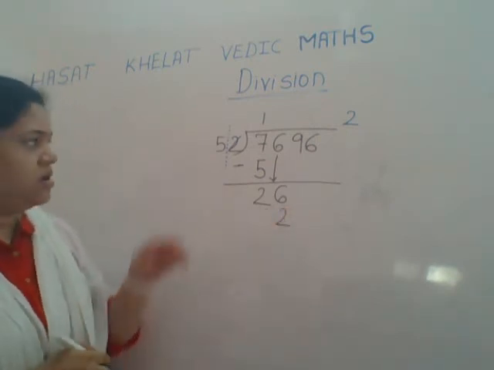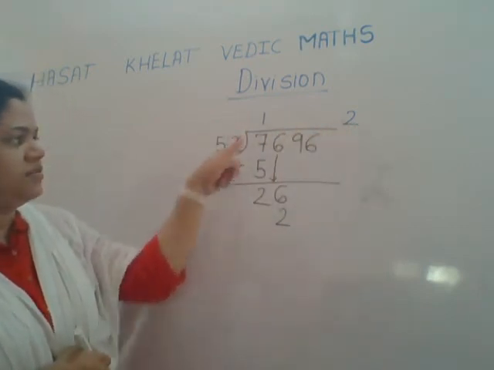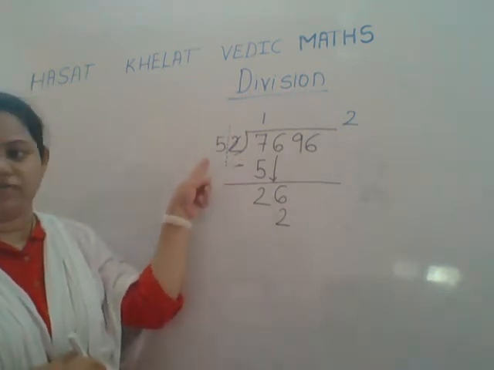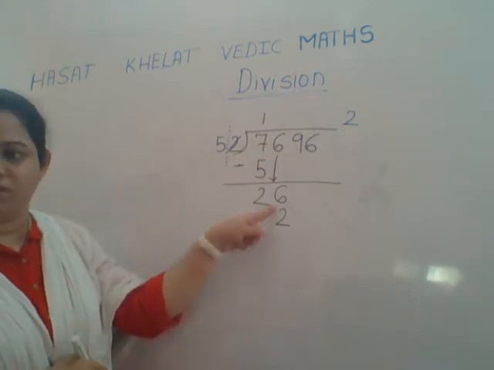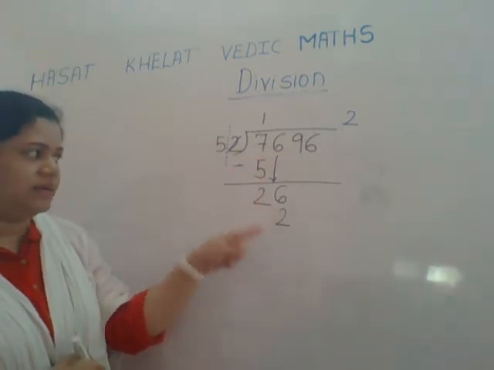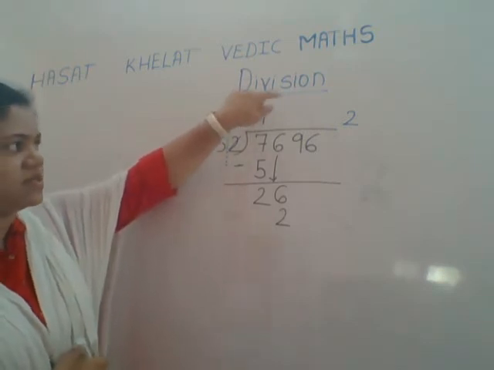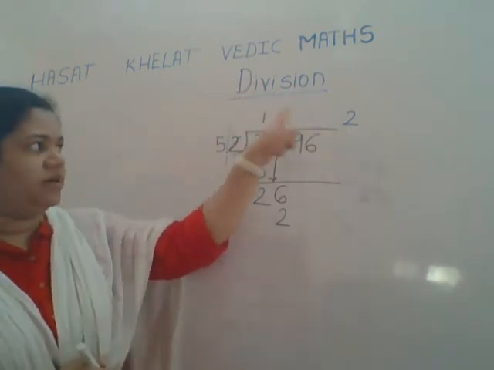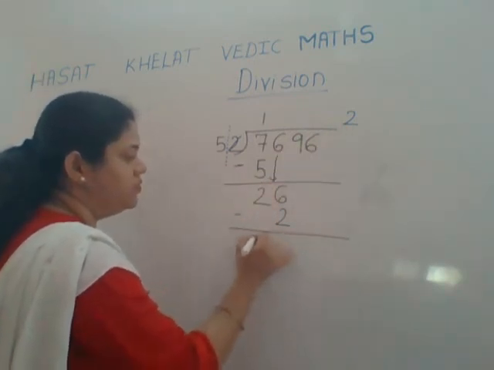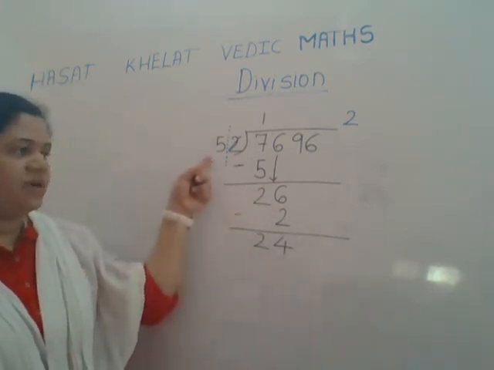See again what I have done. First I placed this 1 here in the quotient's place. 5 ones are 5. 7 minus 5 is 2. 2 is not divisible by 5, so I took 6 down. Whenever you take a number down from the dividend, whatever number is present in the quotient, you have to multiply it with this 2. 1 multiplied by 2 is 2. Now subtract, and it will be 24. Now 24 can be divided by 5.